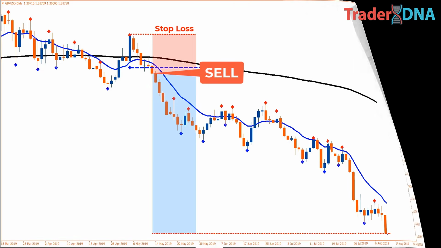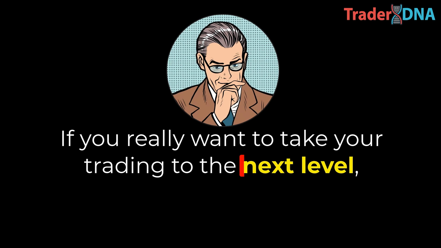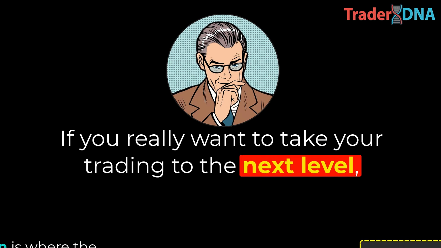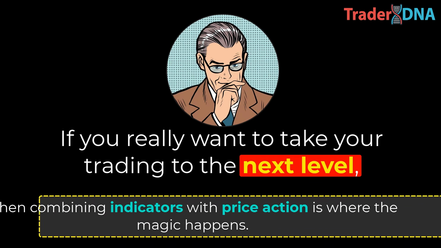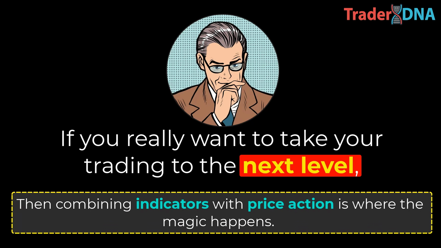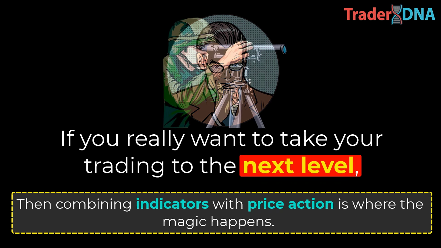But here's the twist. If you really want to take your trading to the next level, then combining indicators with price action is where the magic happens. That's what institutional traders do. That's what banks do. They don't rely on just one method. They use them together like a sniper choosing the perfect shot.